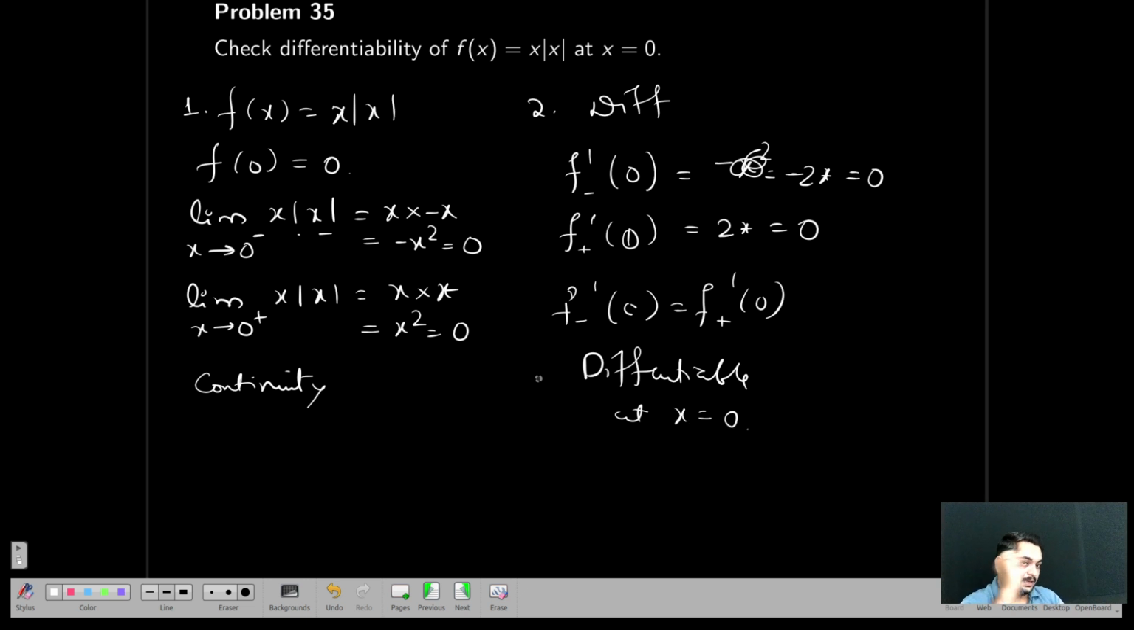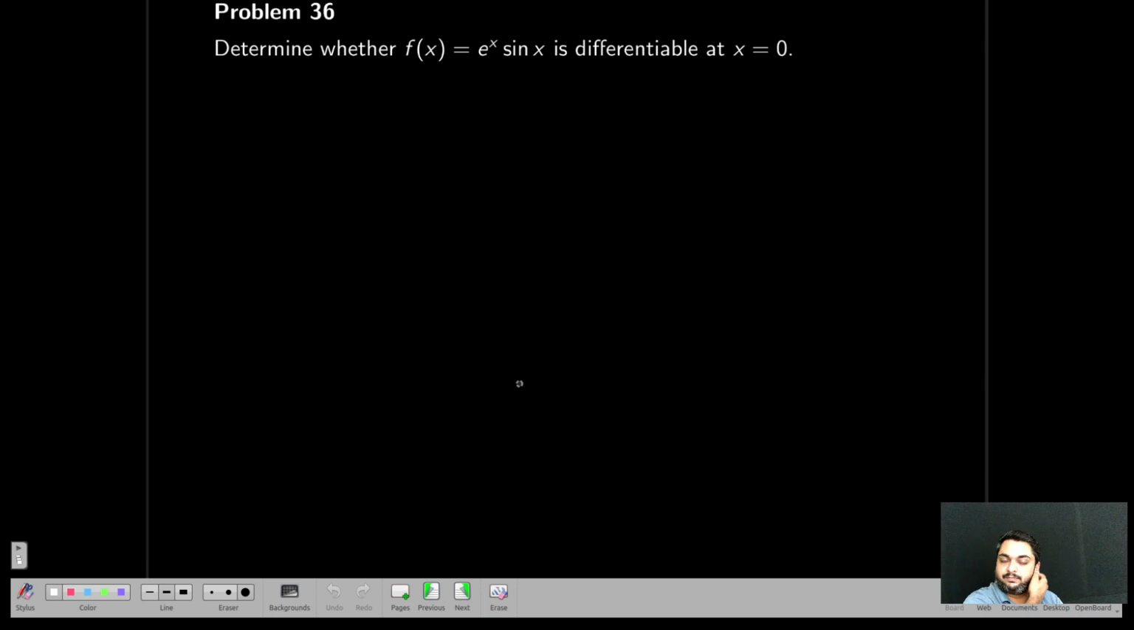Similarly, you can check at x equal to 1 if they are differentiable or not. Next, determine whether f of x equal to e power x sin x is differentiable at x equal to 0.